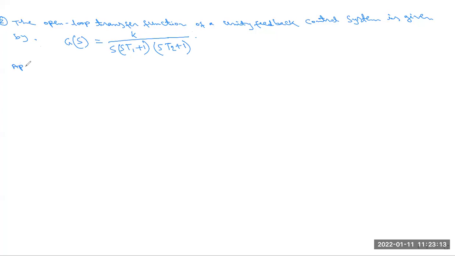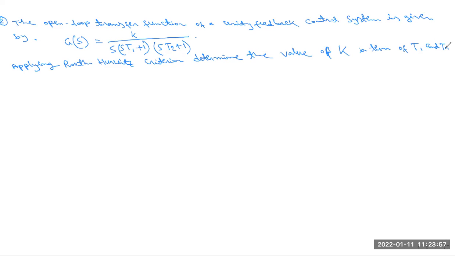So the question is, applying Routh Hurwitz criteria, determine the value of K in terms of T1 and T2 for the system to be stable. Okay, so this type of question is also given in your exam.